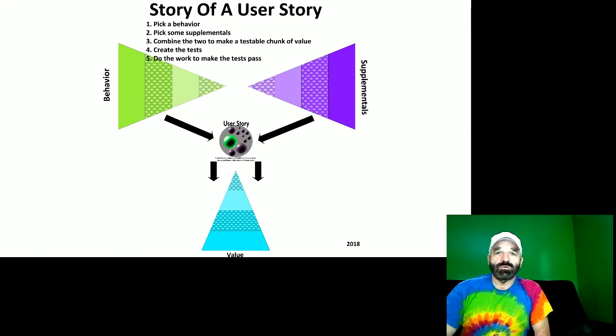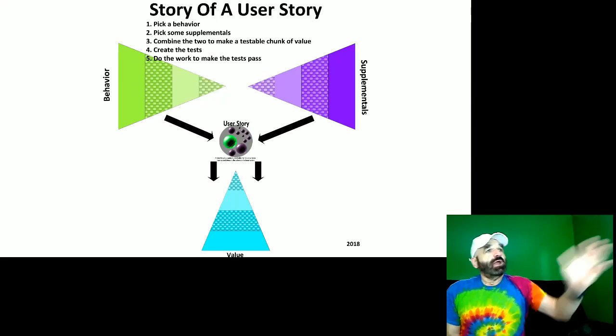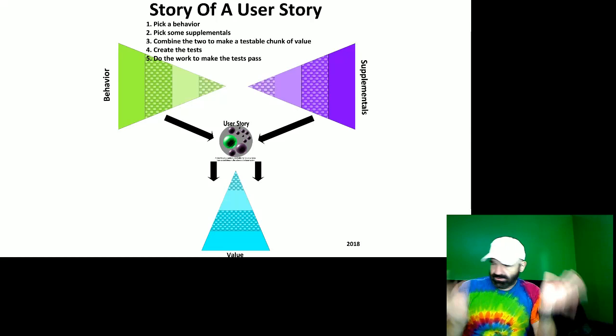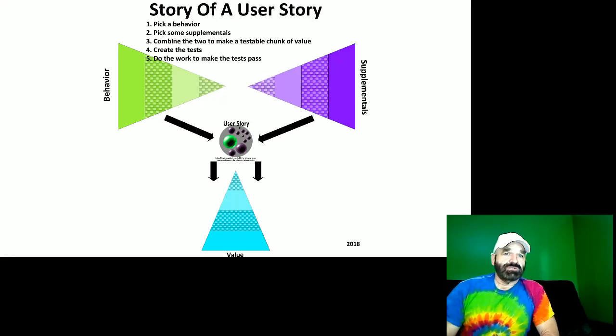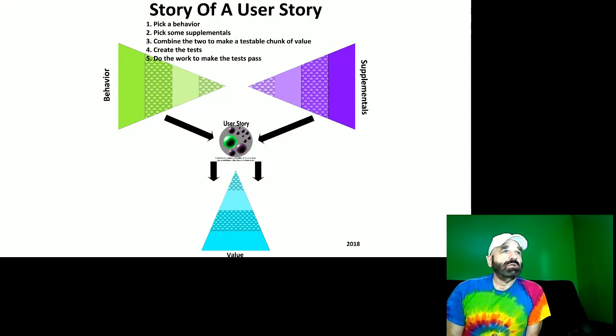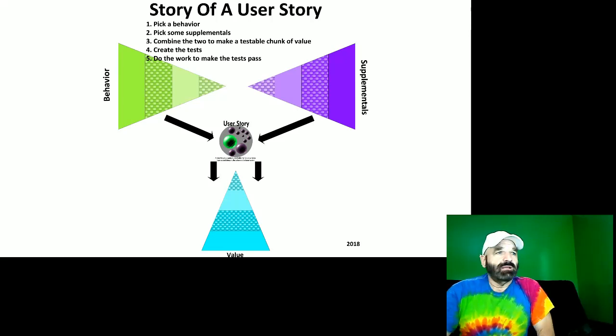And a user story is just when somebody picks a behavior, I want to say hello, Steve. And then somebody else picks some supplementals, or maybe the same person. Well, we have to do this in C#, and every variable has to start with the name pickle. You combine those two to make a testable chunk of value. You create the tests, you do the work to make the test pass, and bada boom, bada bing, the user story comes at the bottom as a piece of value.